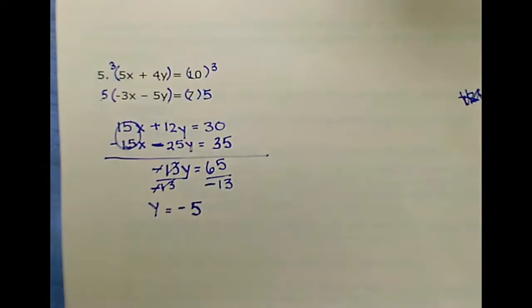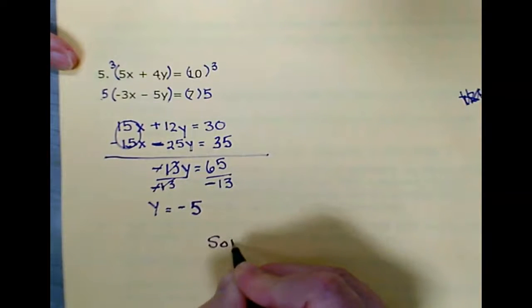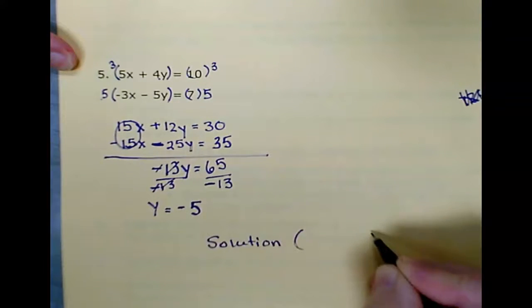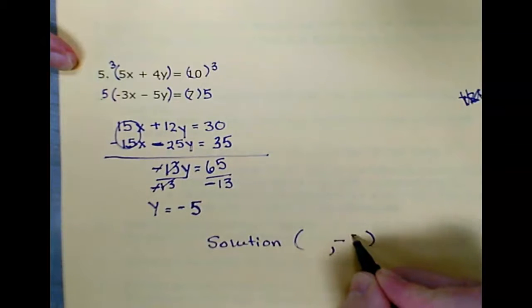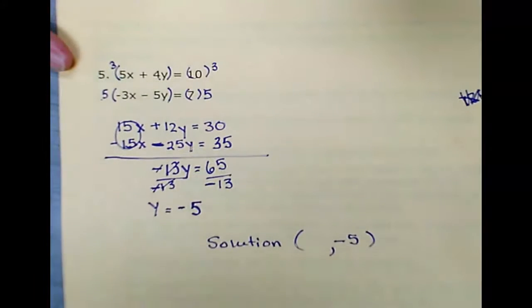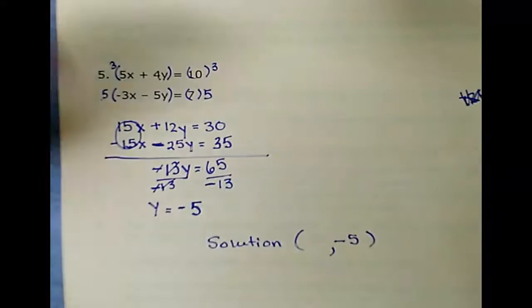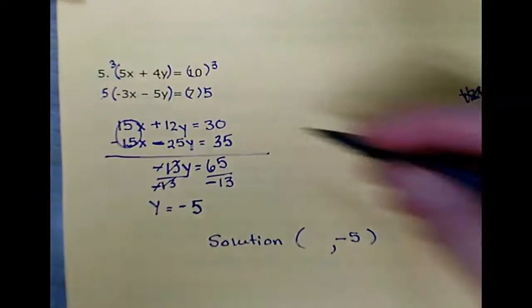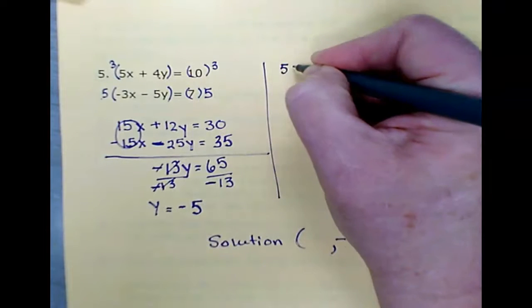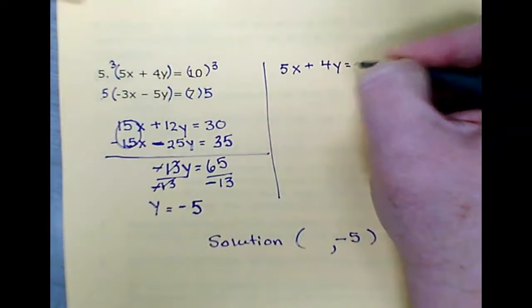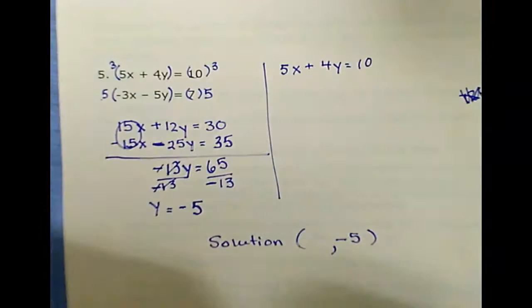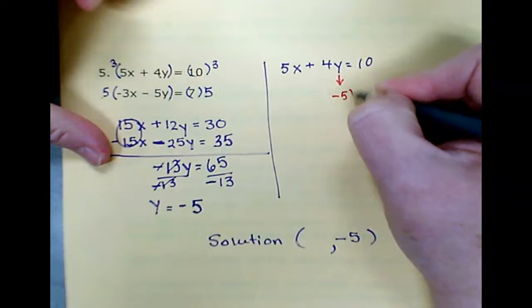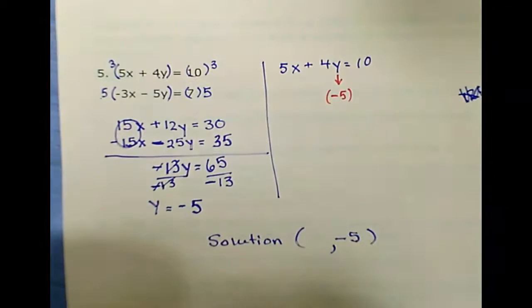Now, I have not finished my problem. I have only found the y. In order to have a solution, I need the x and the y. I have the y, but now I need to substitute. Neither one of these equations looks particularly easy, so I'm just going to go back to the first equation, and in place of the y, I am going to substitute the -5 that I just calculated down here.